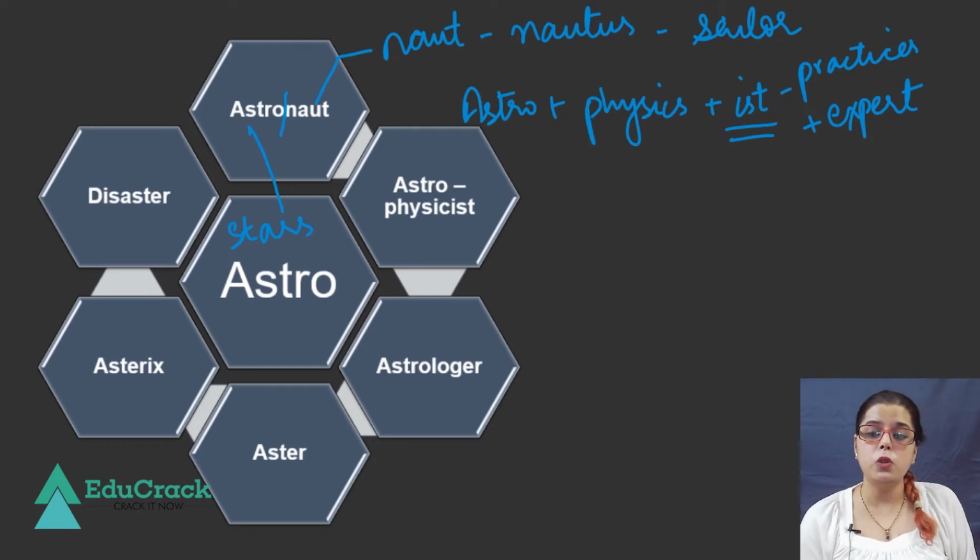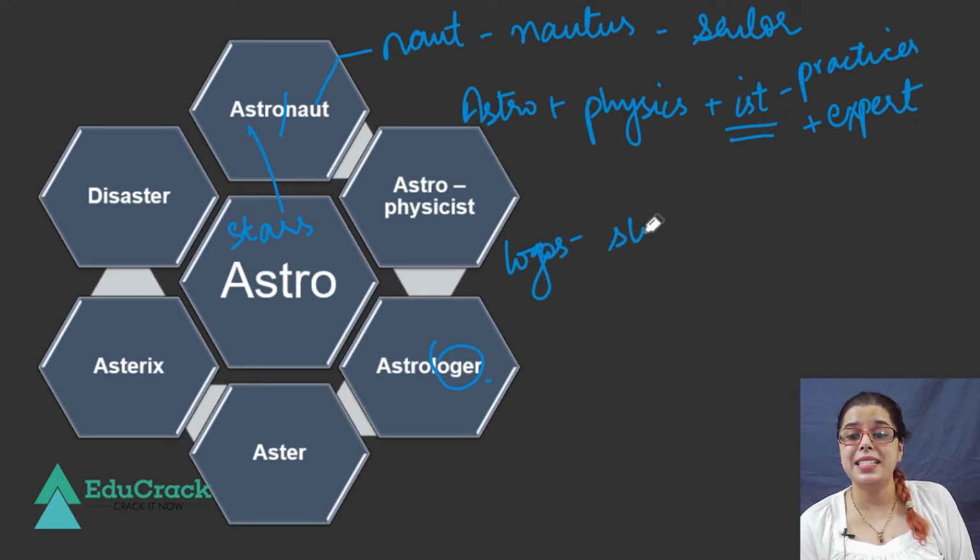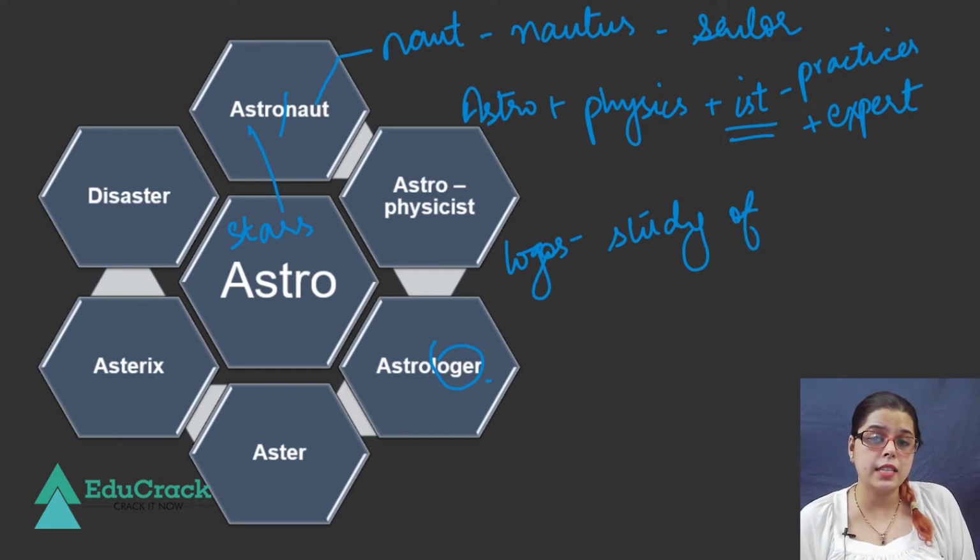Then we have a root word, logos. When we look at the root word logos and we combine it with the root word astros, we have a word astrologer. Astrologer comes from the root word logos, that means study of, right? So astrologer is a person who studies astrology. What is astrology? Astrology is a study of stars on human lives, the impact of stars on human lives.